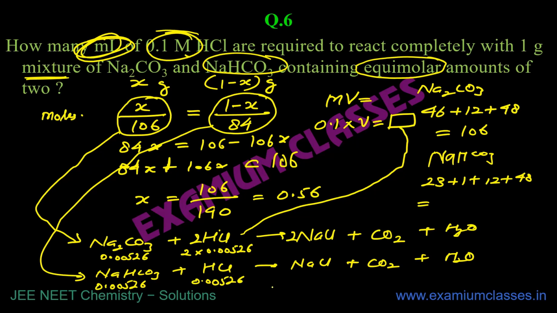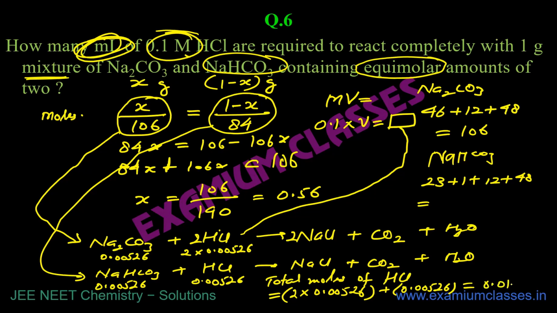0.00526 moles. So you will say total moles of HCl will be 3 times, you will say 2 into 0.00526 plus 0.00526. Let me just do the calculation. Give me a few seconds. 3 times, it will be 0.01578 approximately. Okay, 668. Yes, correct.